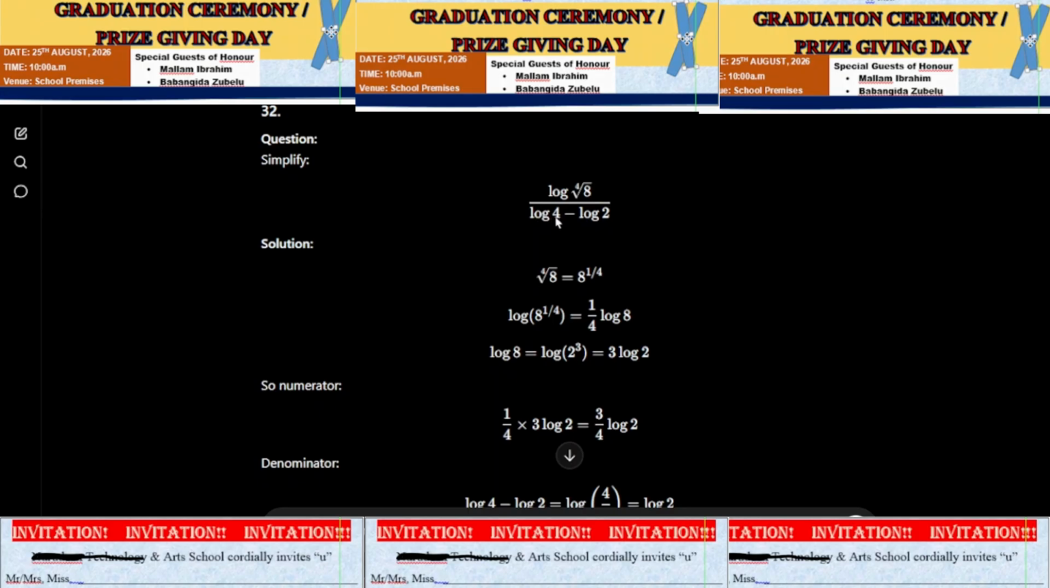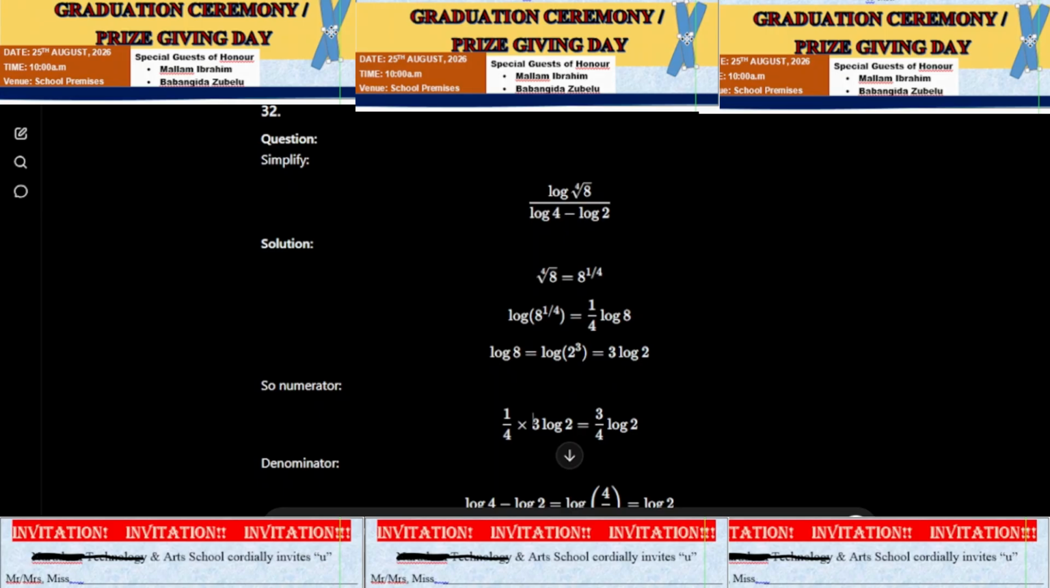And then here, log 4 minus log 2. So you can see here, this fourth root of 8 means 8 raised to the power of 1 all over 4. From there, we have log 8 raised to the power of 1 over 4, which is the same thing as 1 all over 4 coming to the front. That's 1 all over 4 log 8. From there, log 8: how many 2s are in 8? It is 3. That means log 8 is the same thing as log 2 raised to the power of 3. The 3 will also come to the front.